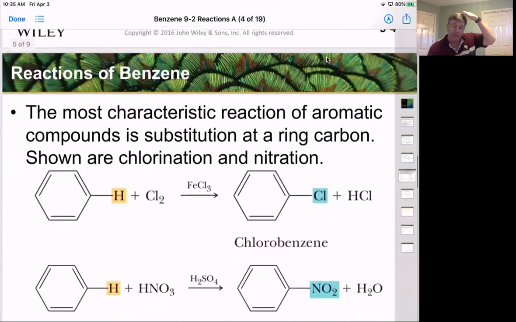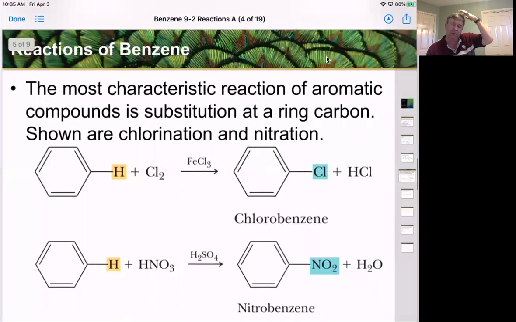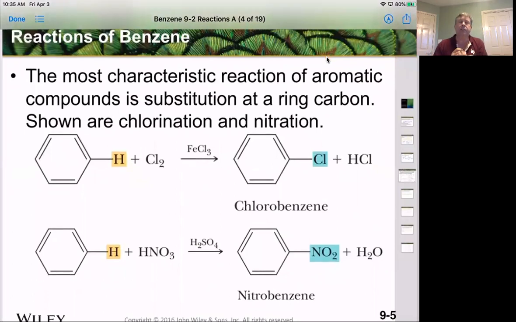Okay, so let's talk about that. If the first step in all of these reactions is generating the electrophile, that means we have to generate a positive charge somehow. If we looked at just trying to react chlorine itself with a benzene ring, we have a chlorine-chlorine bond with all these electrons around it right here. Well, gosh, that's a non-polar bond. Where are we going to get our positive charge here?